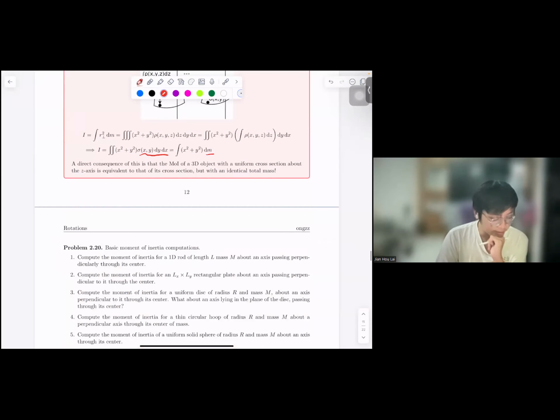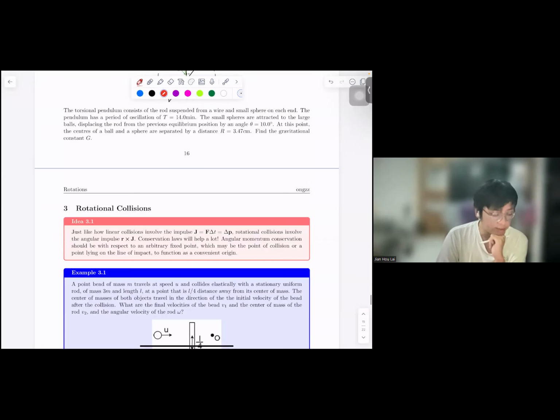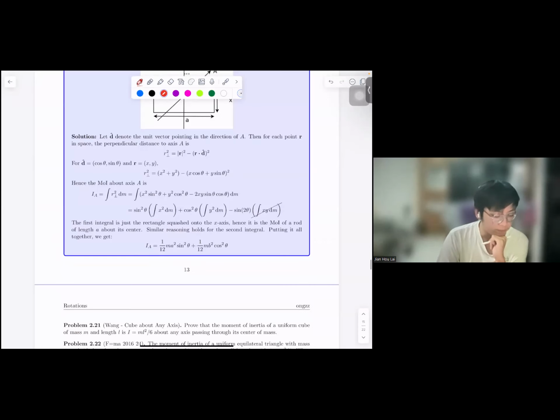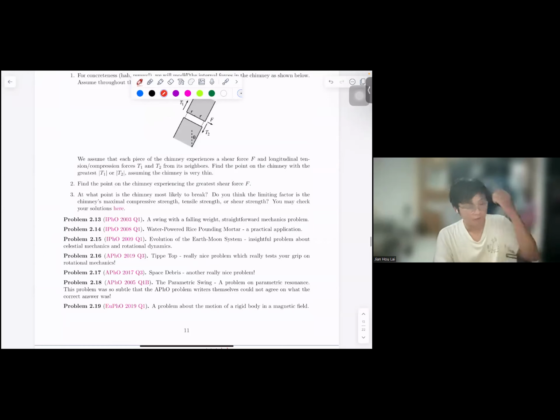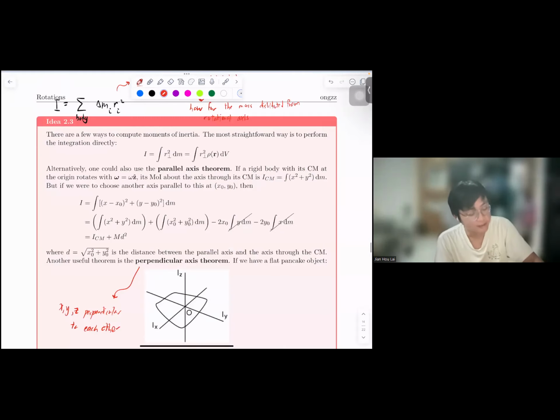Okay. The other thing to keep in mind is the parallel axis theorem. Let's say we have a moment of inertia about one point, say S, and it is equal to the moment of inertia about the center of mass plus m v squared.